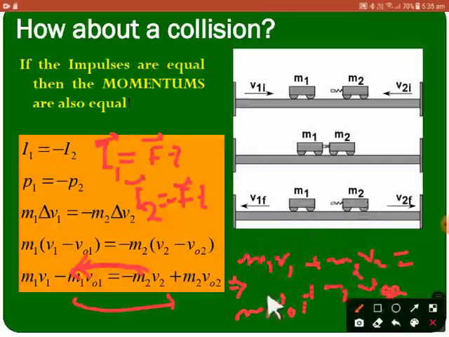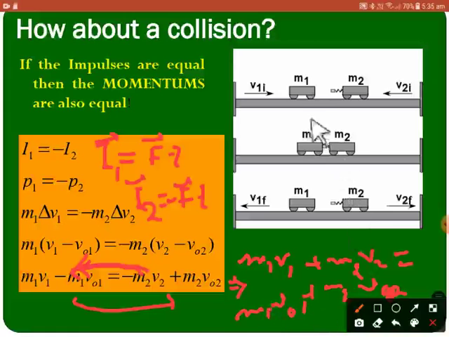And what is this on the left hand side? This is the initial momentum of the first body, and the initial momentum of the second body. That means this is the sum of the initial momentum before collision. So what we can say from this expression is that momentum after collision is equal to momentum before collision.